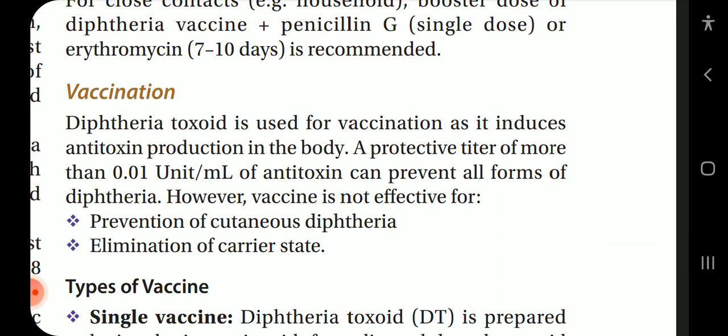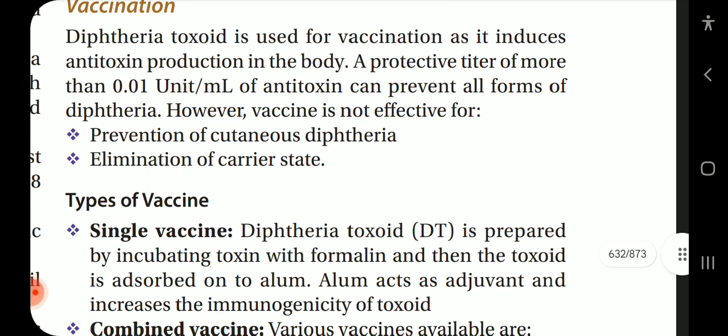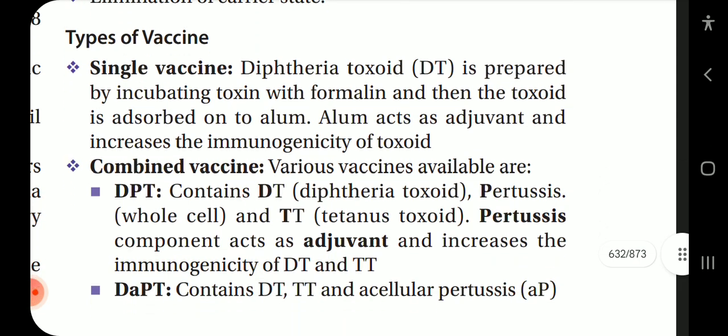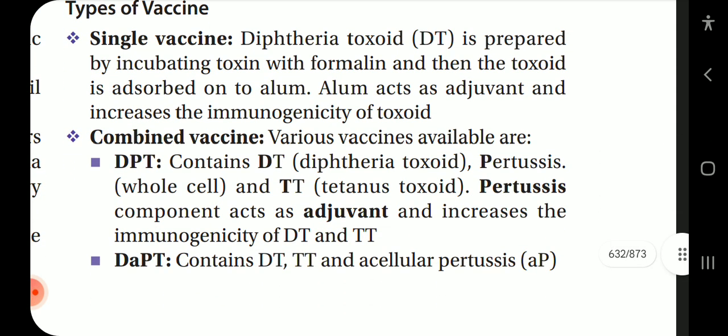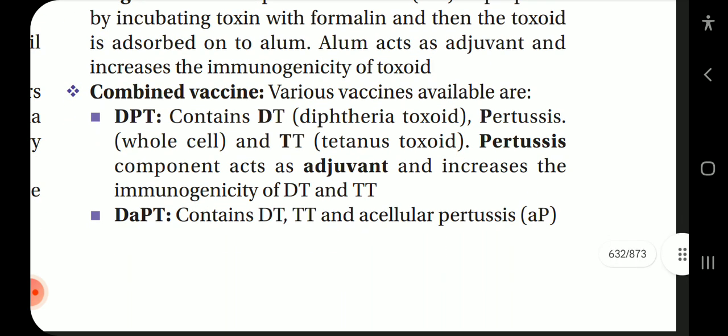Vaccination. Diphtheria toxoid is useful for vaccination as it induces antitoxin production in the body. A protective titer of more than 0.01 unit per ml of antitoxin can prevent all forms of diphtheria. However, vaccine is not effective for prevention of cutaneous diphtheria, elimination of carrier state. Types of vaccine. Single vaccine. Diphtheria toxoid DT is prepared by incubating toxin with formalin and then the toxoid is adsorbed to alum. Alum acts as adjuvant and increases the immunogenicity of the toxoid.